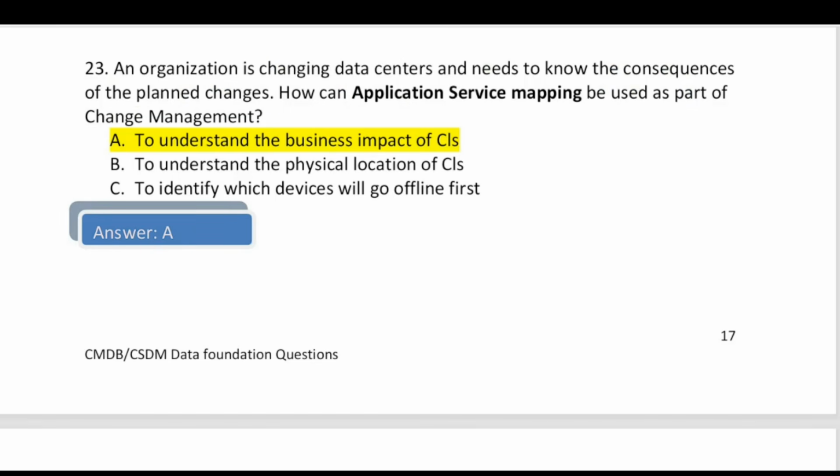Question is, an organization is changing data centers and needs to know the consequences of the planned changes. How can application service mapping be used as part of change management? Option A. To understand the business impact of CIs. Option B. To understand the physical location of CIs. Option C. To identify which devices will go offline first. Correct answer is option A.